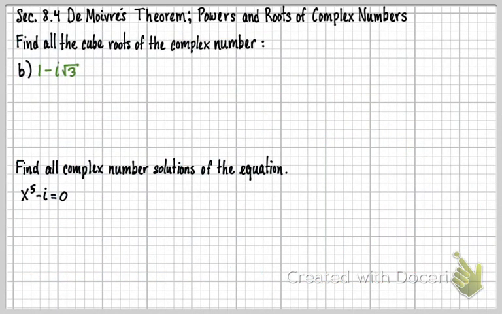So let's try another. All right, take a look at this one here. Nothing changes. I'm going to first turn it into the polar form of the complex number. So the first thing I need is r. So that's going to be 1 squared plus square root of 3 squared equals r squared. And I'm going to get r equals 2 once I simplify. So that's the first thing I need.